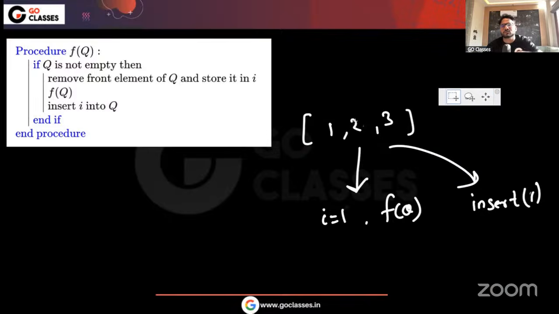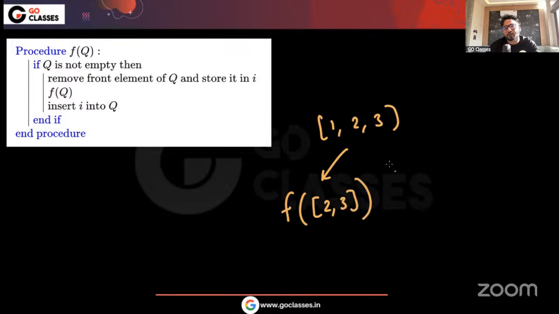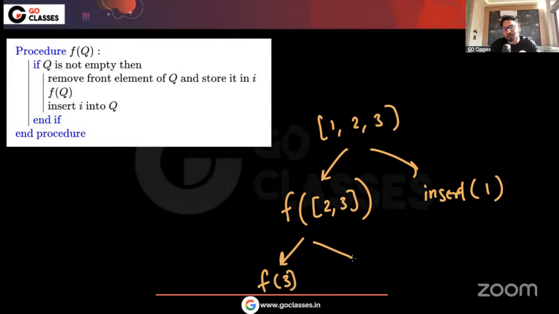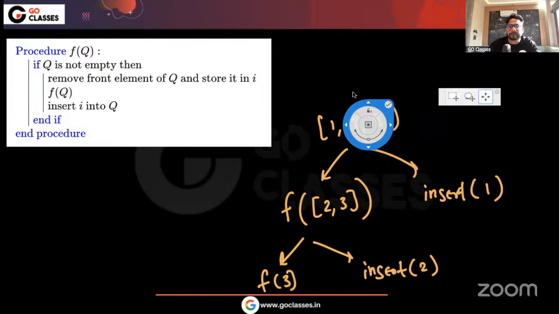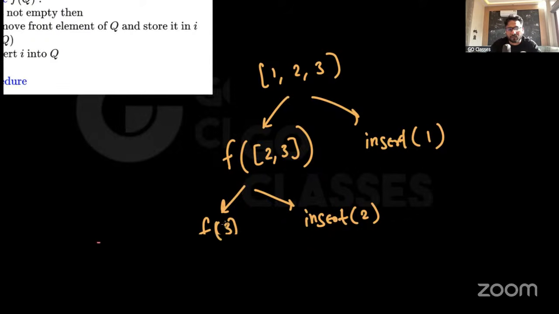So this 1 2 3 is doing two things. At the first call, you're doing two things. You're calling F with the remaining elements, which is 2 3, and then you will insert 1, right? Similarly, you are calling F with the remaining element, which is just 3, then you will insert 2, and then you will be calling F empty, right? And then you will insert 3.